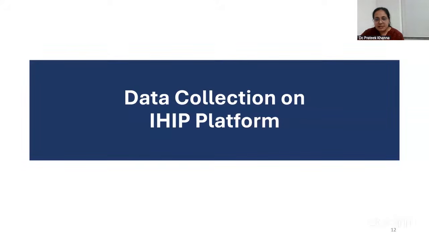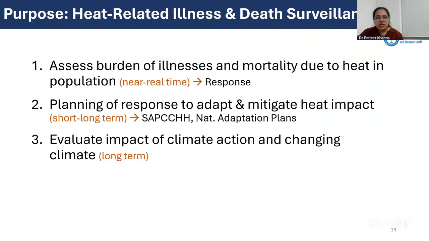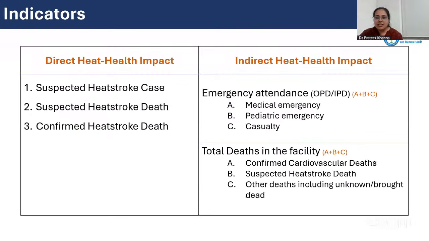Now, this is the important component. This is the main point why we have gathered here: data collection on the IHIP platform, because this data goes to the higher authorities and reflects the preparedness of India's healthcare facilities regarding the major problem of heat. This is the main purpose of collecting the data: to assess the burden of illness and mortality due to heat in the population. By assessing the burden, we can plan efficiently and evaluate the impact of climate action and changing climate, how it surges heat and how it affects human health.